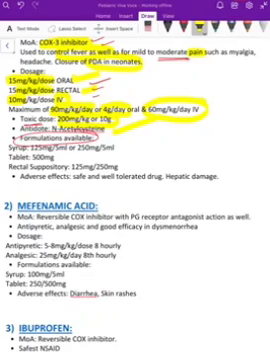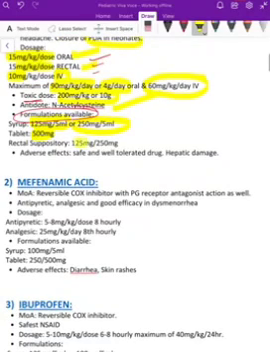How is it available? It is available as 125 mg per 5 ml or 250 mg per 5 ml syrup, or a 500 mg tablet, and rectal suppositories of both 125 mg and 250 mg. Coming to adverse effects, it is a very safe and well tolerated drug. In higher toxic doses, it can cause hepatic damage.